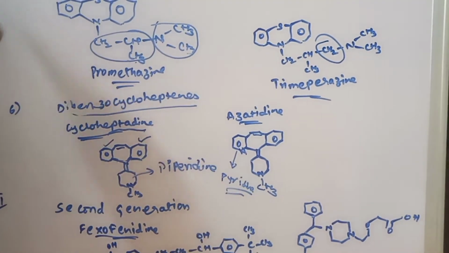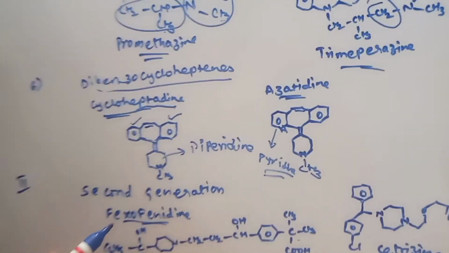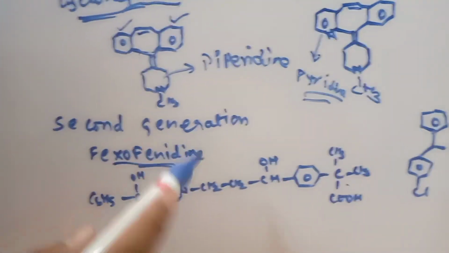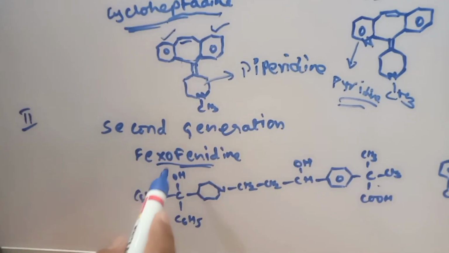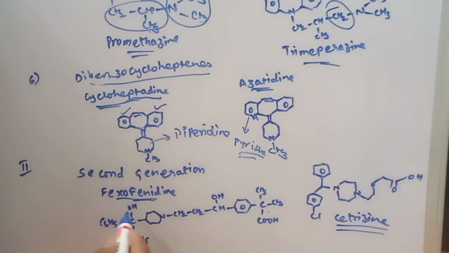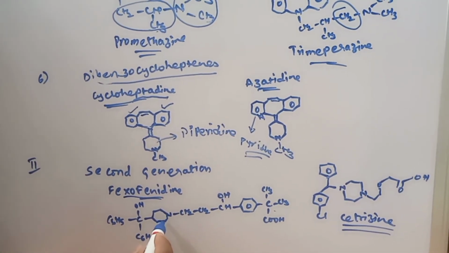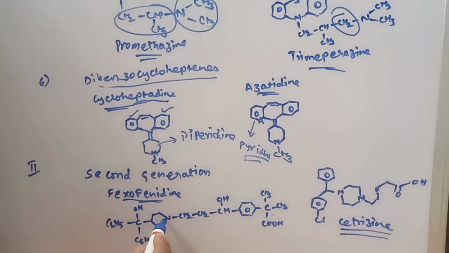So these all are the classes of first generation. Now second generation, which are very effective drugs, two examples: fexofenadine, cetirizine. Even levocetirizine also comes under this. Fexofenadine contains what ring? Piperidine, 6-membered ring containing nitrogen, piperidine.